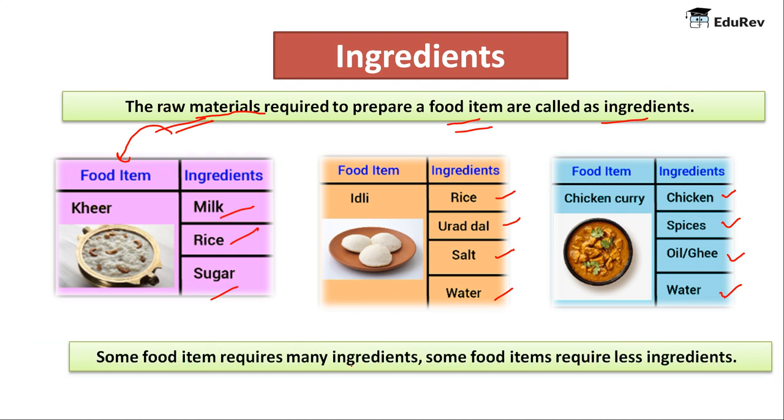Some food items require many ingredients. Some food items require fewer ingredients. What are the food items that require many ingredients? Can you name them? For example, sambar, idli also. Idli and sambar require many ingredients. Sambar requires dal, then vegetables, water, spices, many things. And what are the examples of food items that require fewer ingredients? Boiled rice, just rice and water.